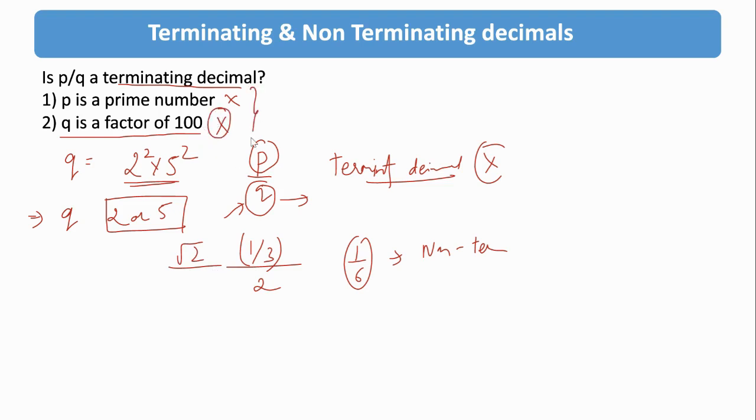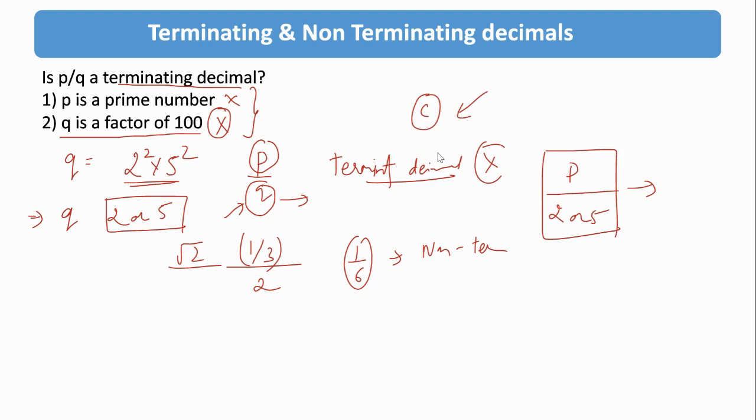But now if you combine both statements 1 and 2, then you can say P is an integer. Prime number is a positive integer. So integer, and this is having only 2 or 5. So this will definitely be a terminating decimal. That's why C is the right answer to this question. Okay, I hope it's clear.